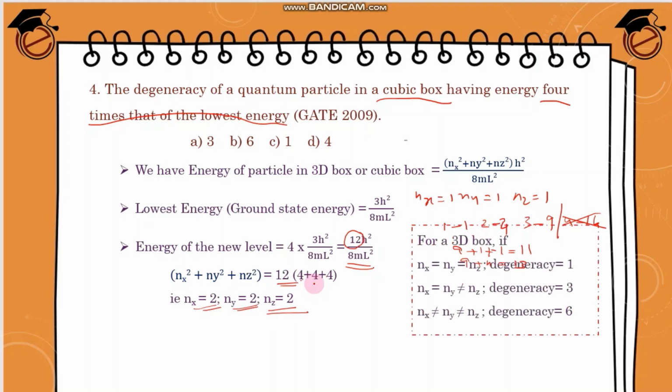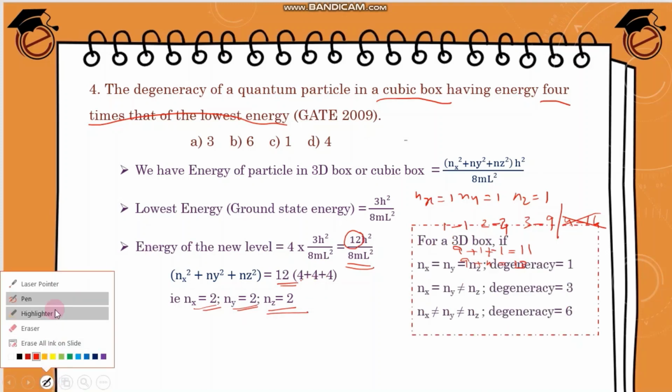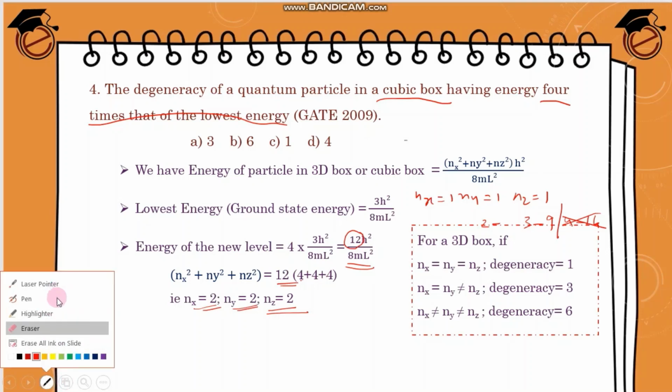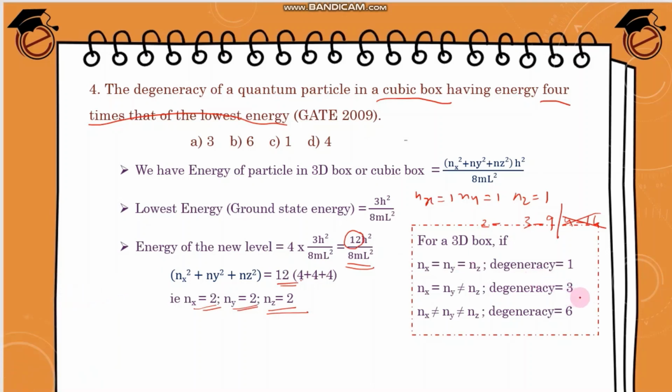And what do we have for a 3-dimensional box? If all the values are the same, then degeneracy will be 1. If any two of the values are the same, degeneracy is 3. If all values are different, degeneracy is 6. Here you can see nx equal to ny equal to nz equal to 2. That is, all the values are the same, so degeneracy will be 1. The answer is option C, 1.